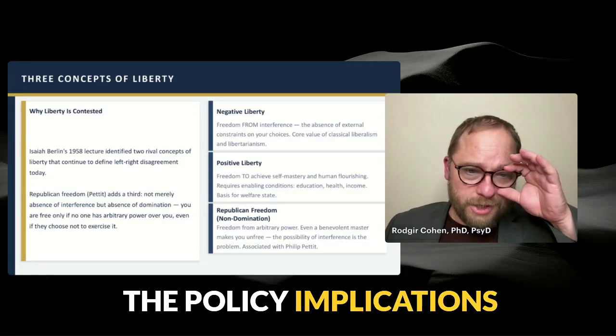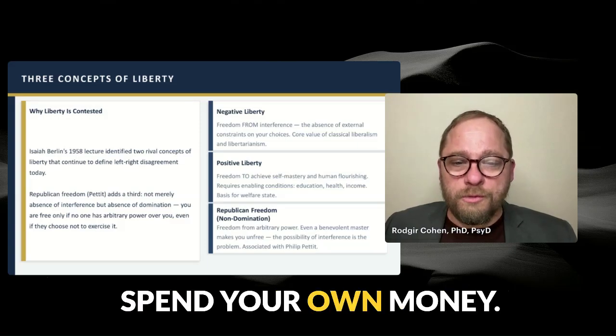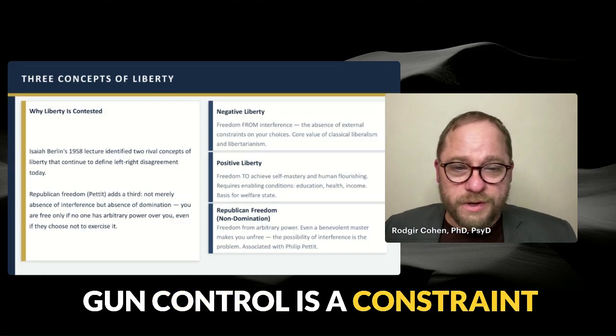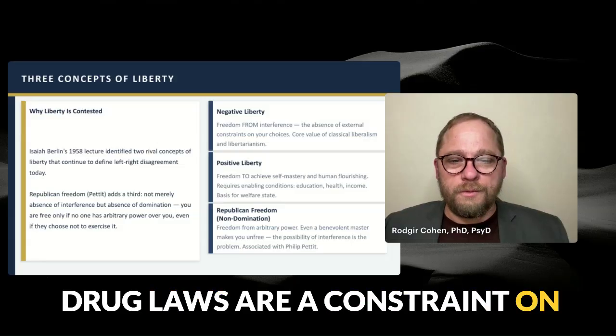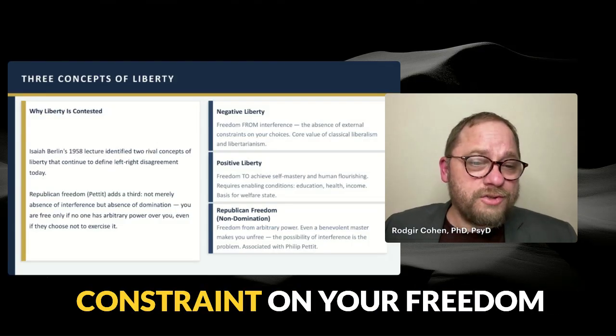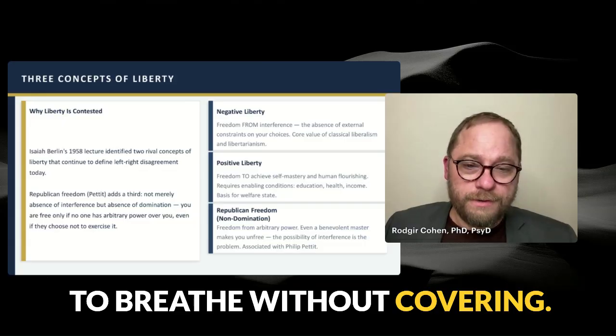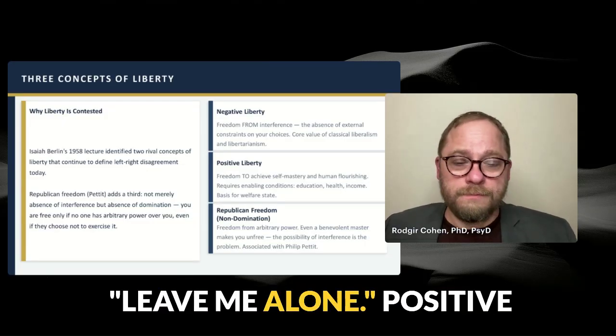The policy implications are direct. Taxation is a constraint on your freedom to spend your own money. Gun control is a constraint on your freedom to defend yourself. Drug laws are a constraint on what you do with your body. Mask mandates are a constraint on your freedom to breathe without covering. In every case, the negative liberty argument is: leave me alone.